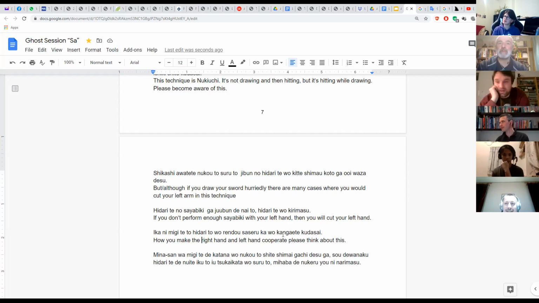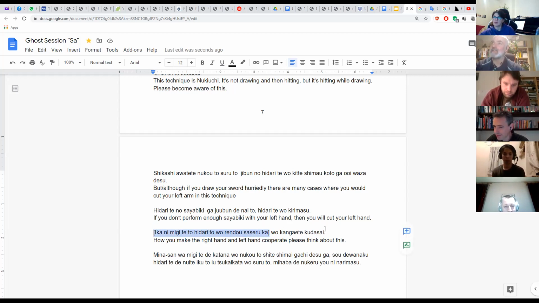But this is a subclause here. So from here to here, this is a question. Ikani, how? Migite to hidarite o rendo saseru ka. How do you make the left hand and right hand cooperate? This is basically a sentence, a subclause. O kangaete kudasai. So please think about, here we go, how you make the left hand and right hand cooperate.